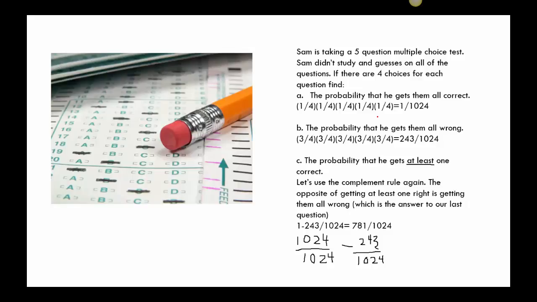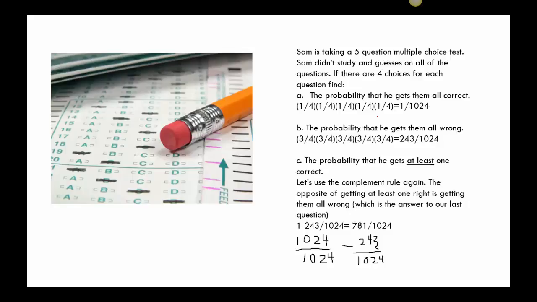So every time he guesses, he has a 3 out of 4 chance of guessing it wrong. So I multiply that 3 over 4 together 5 times, and it gives me 243 over 1,024. So it's a lot more probable that he gets them all wrong than if he gets them all right. Kind of in the middle there, I said in part C, what's the probability he gets at least one correct?